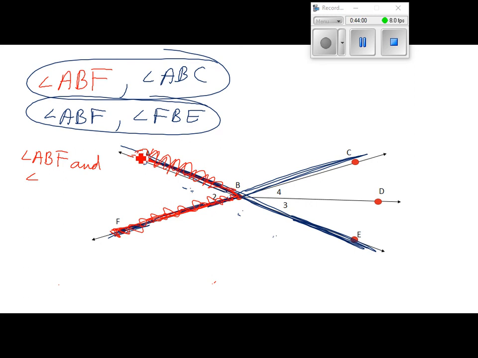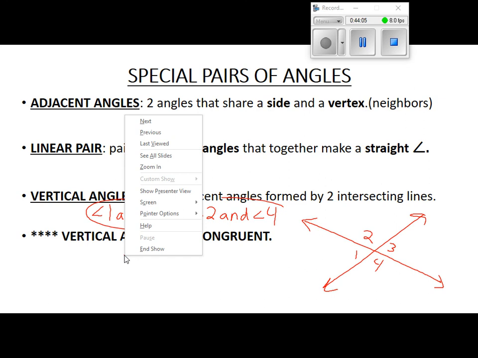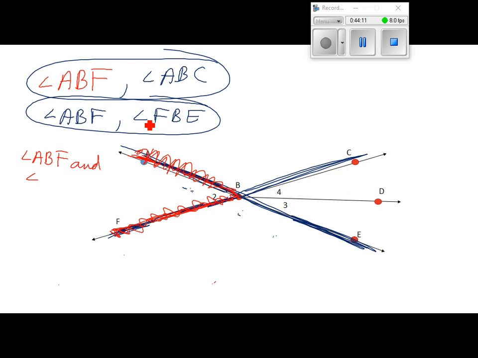What has to happen when you have vertical angles? This side of this angle has to be an opposite ray with one of the sides of the other angle, and this one has to be an opposite ray. So in other words, if this is my side that I'm looking at, that's the one that's the opposite ray. So what angle is vertical to it? Angle CBE.